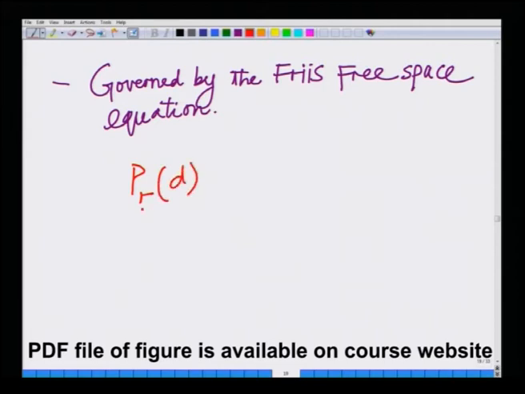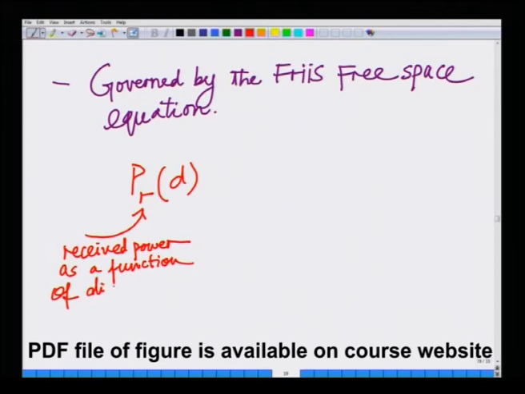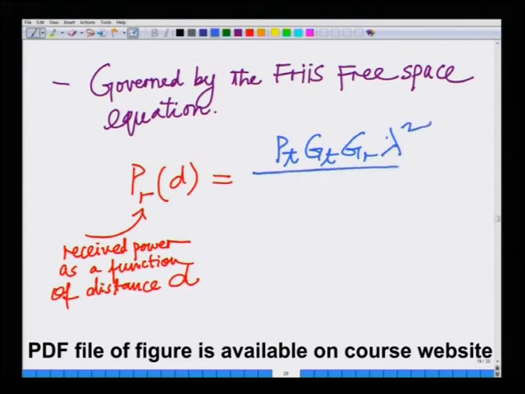Pr, that is the received power as a function of distance d, is given as Pt Gt Gr lambda square divided by 4 pi d square L. That is, the received power Pr as a function of d is given by Pt Gt Gr lambda square divided by 4 pi d square L, where each of these quantities is defined as follows.